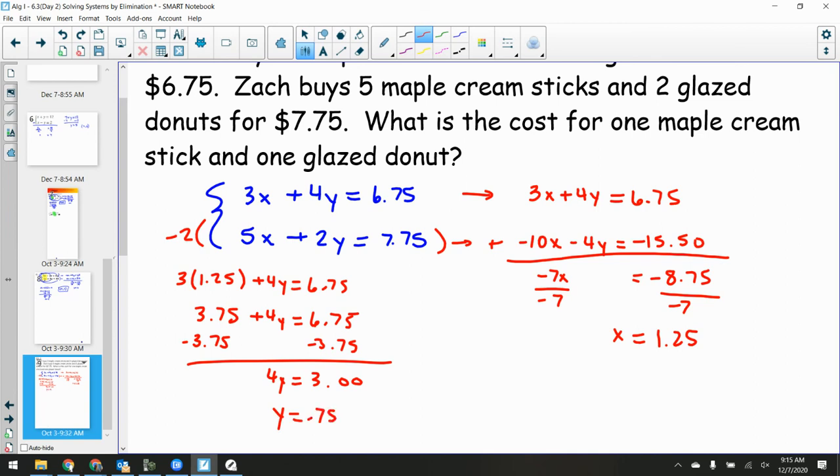Now don't leave them just like a coordinate here. They mean something. What's the cost for maple? Maple is $1.25. Glazed is 75 cents.